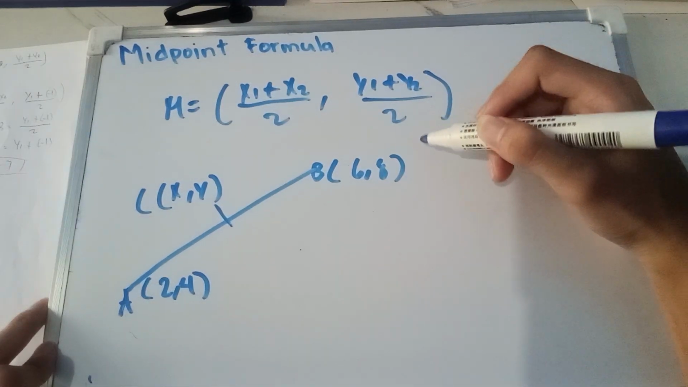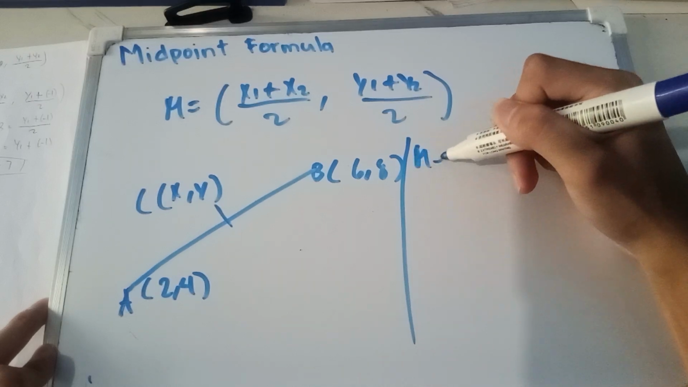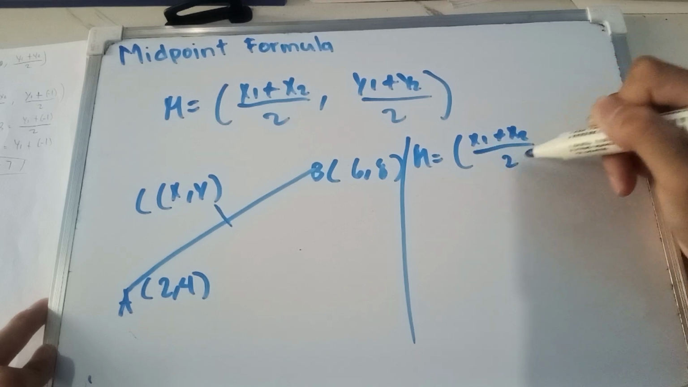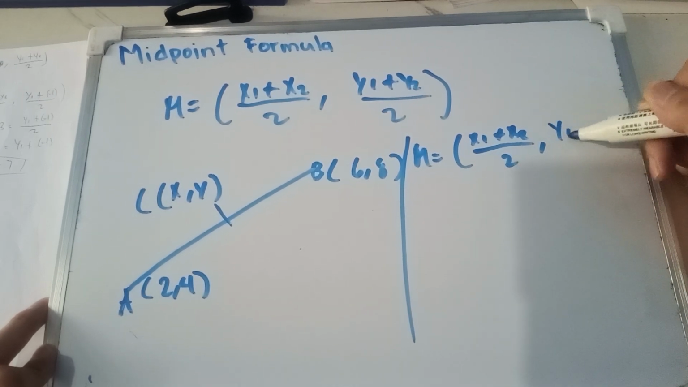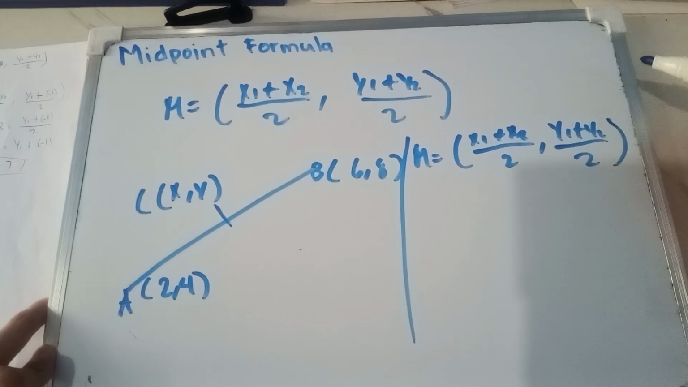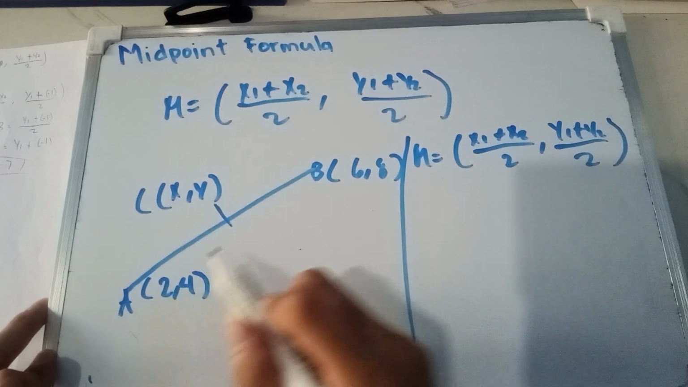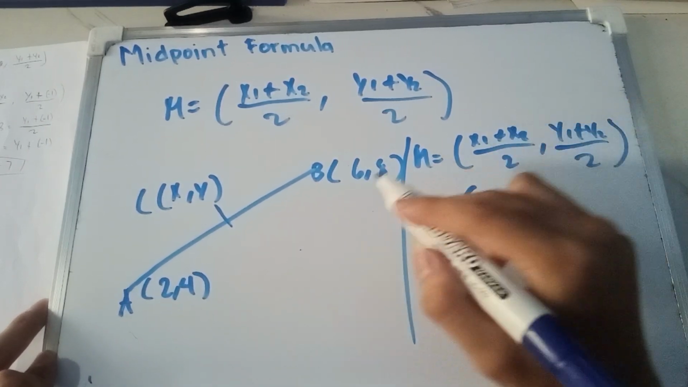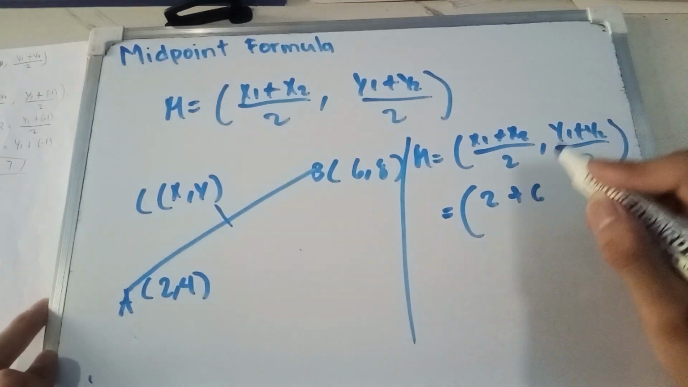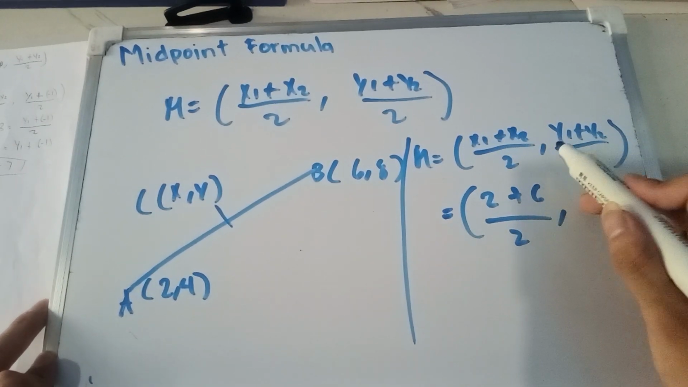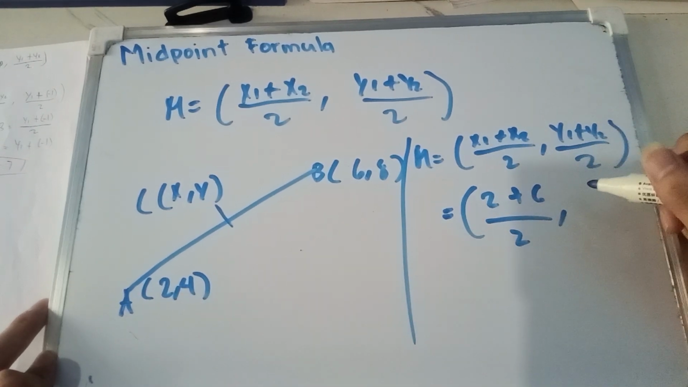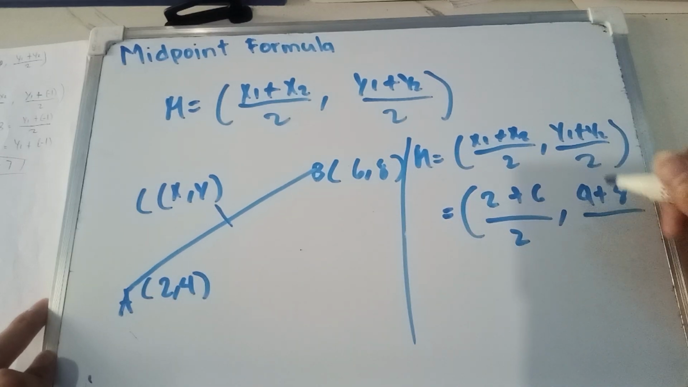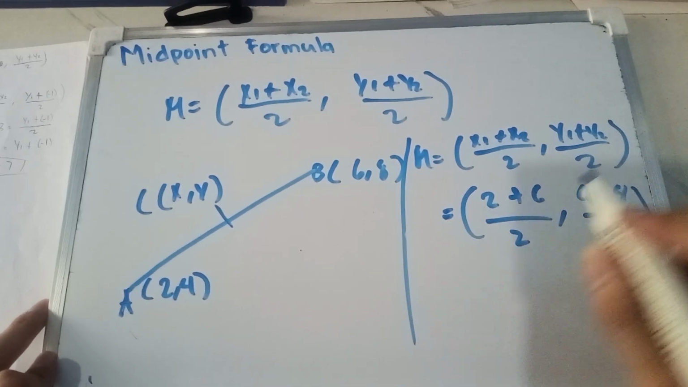Now using the midpoint formula, m is equal to x sub 1 plus x sub 2 over 2, and y sub 1 plus y sub 2 over 2. Our x sub 1 is 2, plus x sub 2, which is here 6, over 2. Now our y sub 1 is 4 plus our y sub 2 corresponding to it, that is 8, over 2. Don't forget that.